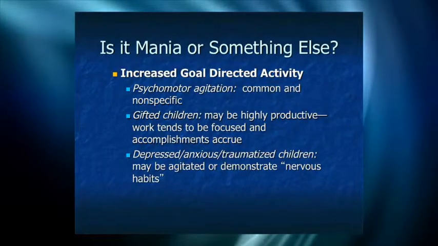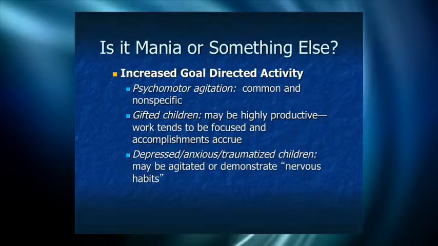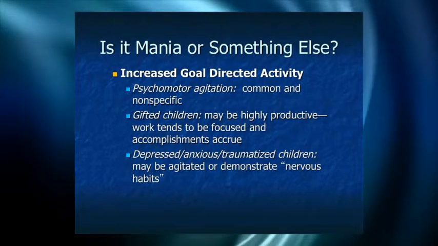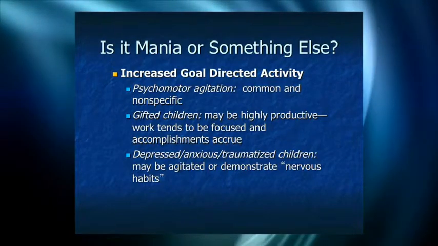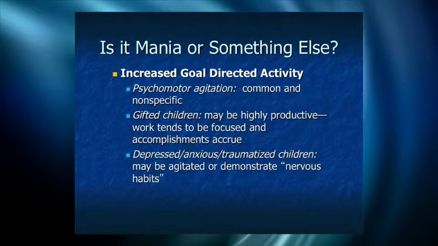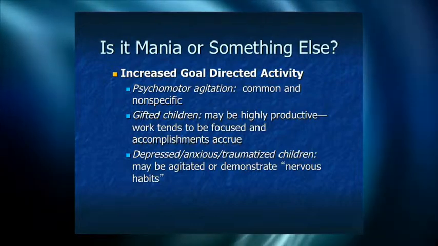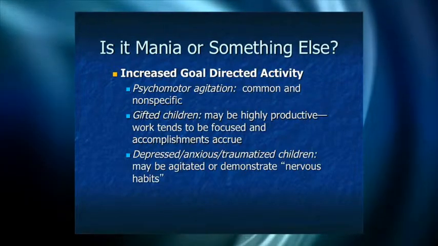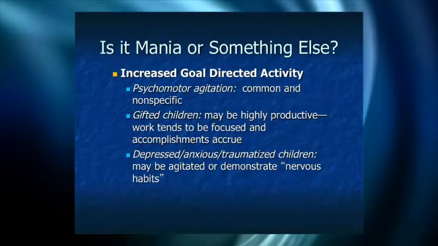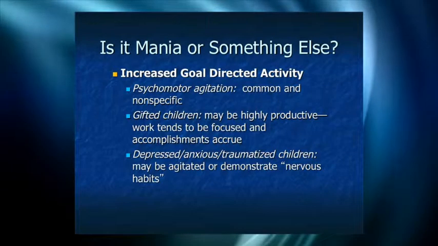Increased goal-directed activity. Psychomotor agitation, which comes right behind irritability, is worthless in terms of making a diagnosis. Lots of kids will have that. Gifted children might be highly productive, like the girl I was describing earlier, but her work was very focused and she accrued mountains of accomplishments, okay? So that's not increased goal-directed activity in a pathologic sense, that was just a very talented young lady. Depressed, anxious, traumatized kids might appear agitated or have those kind of nervous habits.